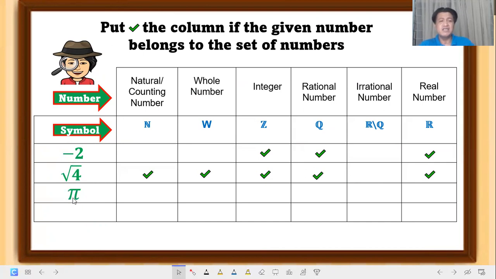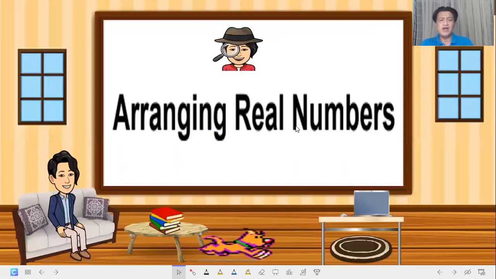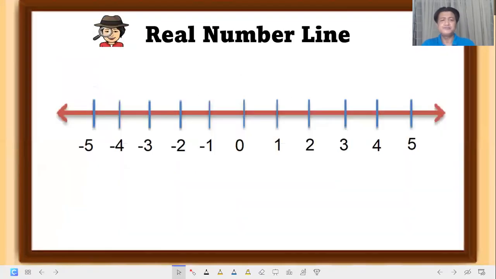Siyempre naman, this is a famous irrational number. Kaya i-check lang natin dyan yung irrational tsaka yung real number. And we also have negative 3.25. Remember, this is a rational and real number. Okay? So with that, we are going to arrange real numbers.